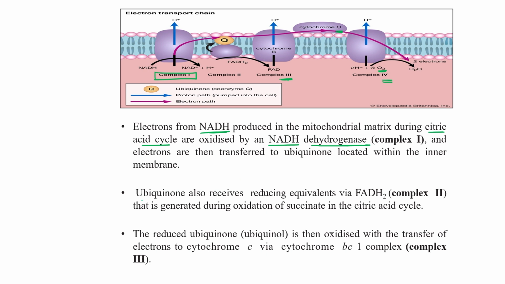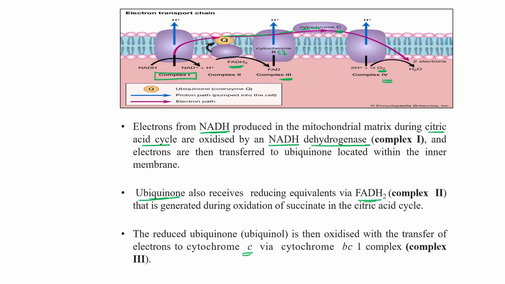Clear? This ubiquinone, this Q, also receives reducing equivalents via FADH2. As you can see, this is FADH2 present over here. From complex 2, electrons have been accepted by this ubiquinone. This reduced ubiquinone is then oxidized with the transfer of electrons to cytochrome C. This further transfers the electrons to cytochrome C via the third complex, the cytochrome BC1 complex. This BC1 complex.